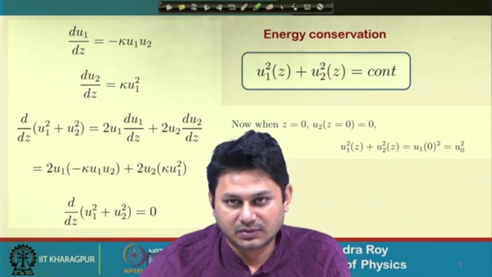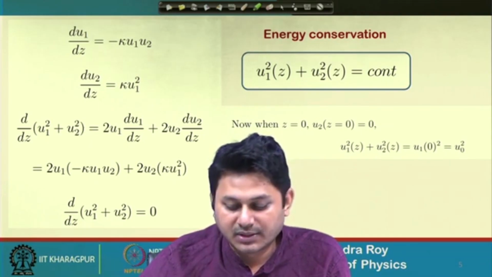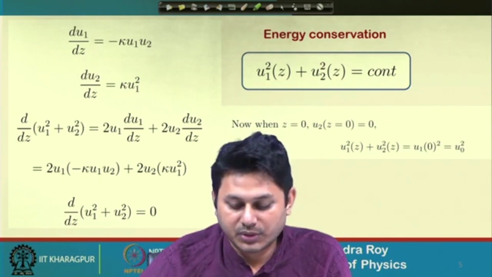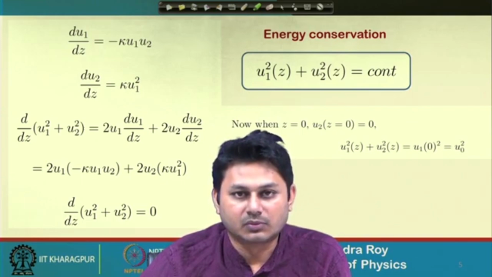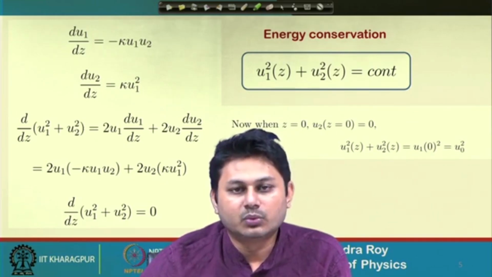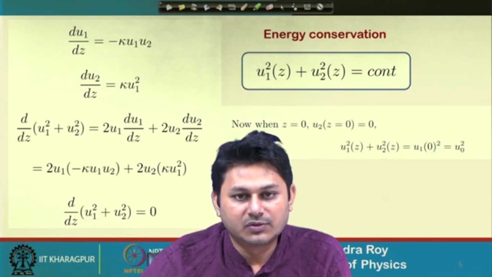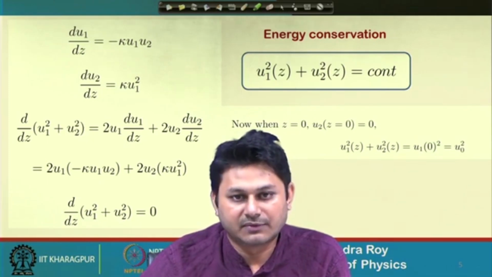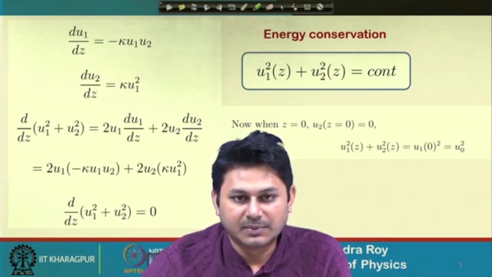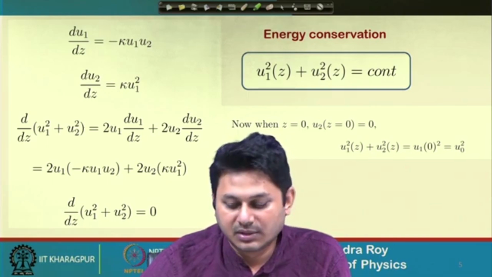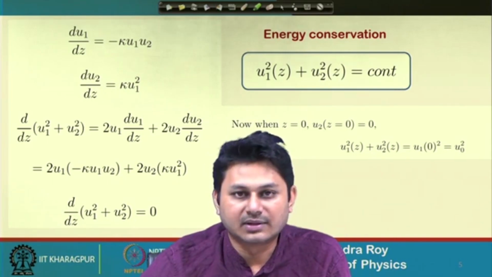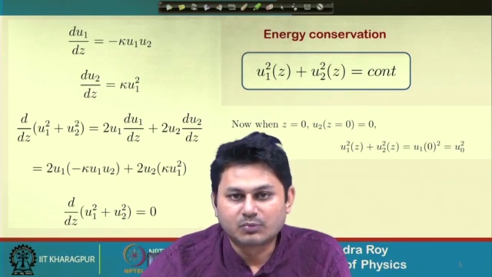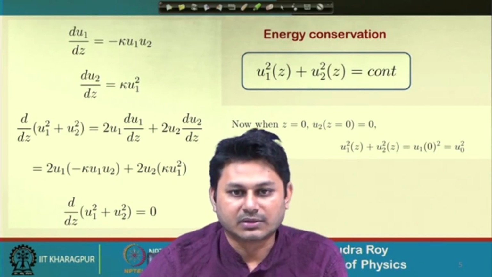u0 square. So, the total energy is nothing but the energy that we have at the input, which is the total energy of the fundamental wave. So at the input we have the total energy in terms of the fundamental wave, and when the second harmonic is generated, it will take some energy from the fundamental wave, so that the summation of these two energies remains conserved, and this constant value is the total energy that was incident at the input, that means at z equal to 0.